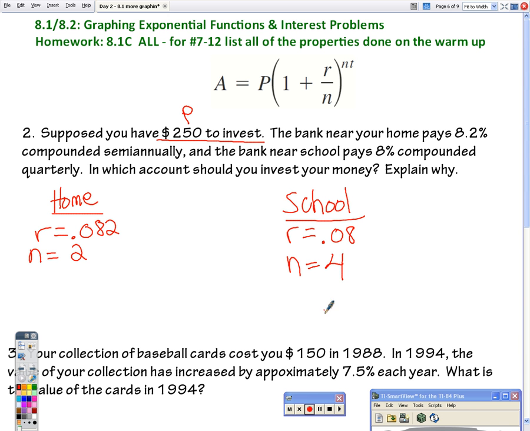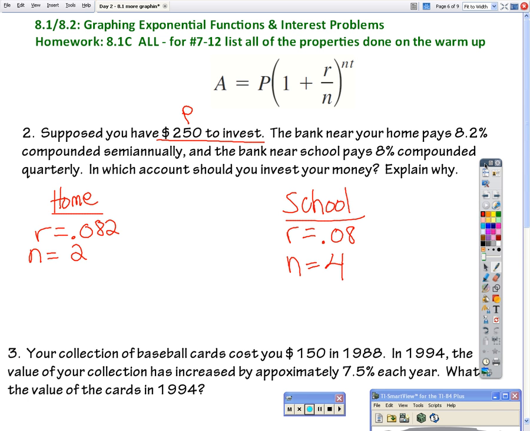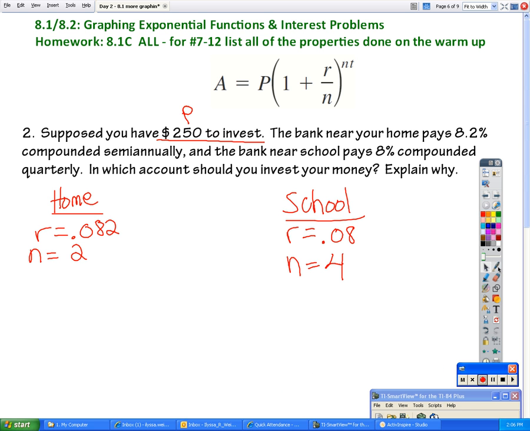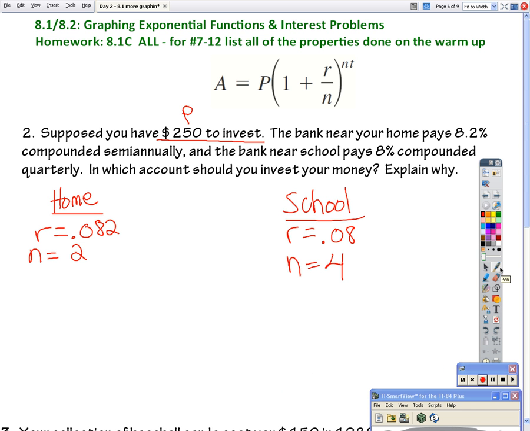So I wonder, even though the bank near home has a higher percent, you get the interest less often compared to the school account, which is a little bit lower percent, but you get the interest more often. So I really wonder which one is going to give us the most money at the end. So we need to see which one should we invest in. Notice the problem doesn't give us a time period. So let's pick one. How many years do you want to estimate?